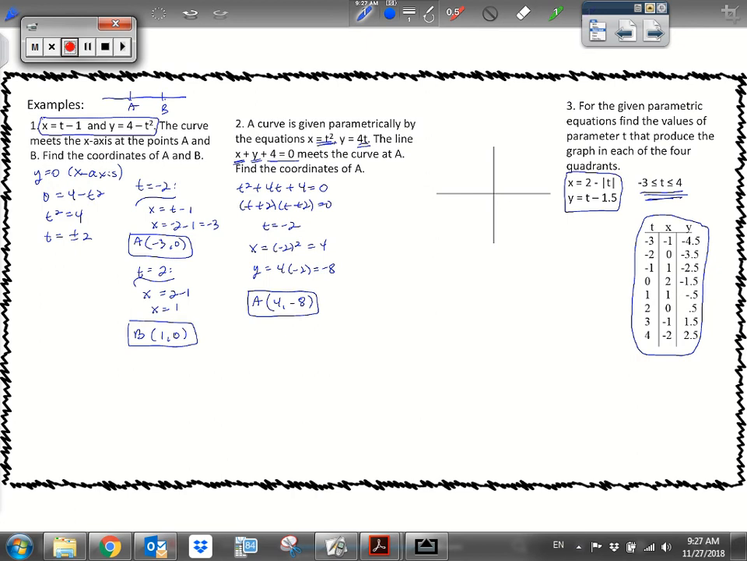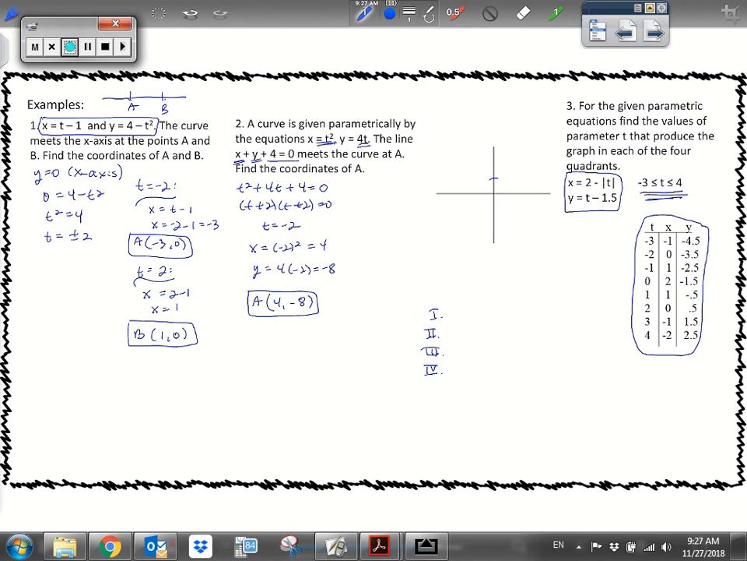So our answers are going to be some kind of t values for quadrant 1, quadrant 2, quadrant 3, and quadrant 4. So let's just get that set up. That's how our answers are going to look. They're going to have basically some inequalities with t's in them. So in order to figure that out, we need to graph it, and we're going to go with the points.